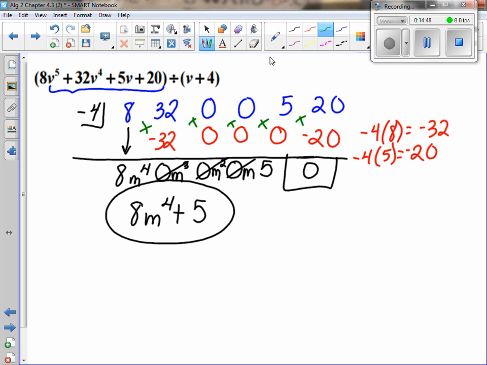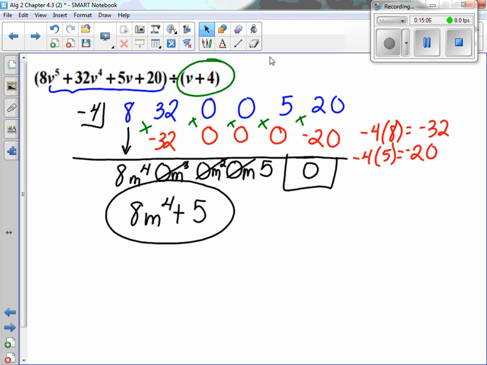If what we're dividing by is not a quadratic or higher, use synthetic division. Okay? Any questions on this here? I'll explain it here in a little bit.